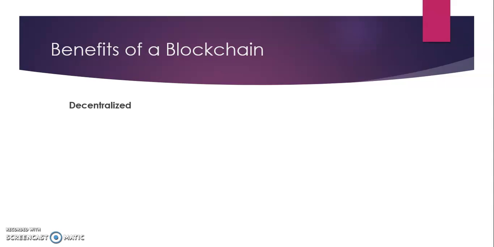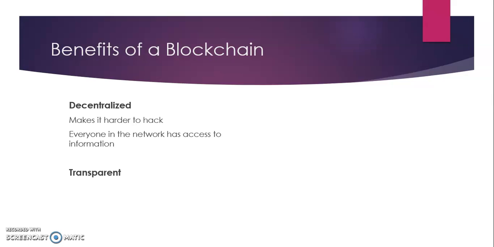So, benefits from this. What can we use a blockchain for? It's a decentralized network. So this means that it makes it harder to hack because the information is spread out and copied in multiple places instead of being just in one little spot that can be targeted and shut down. And because everybody on the network posts a little bit of information, everybody has access to this information. So it's very transparent.